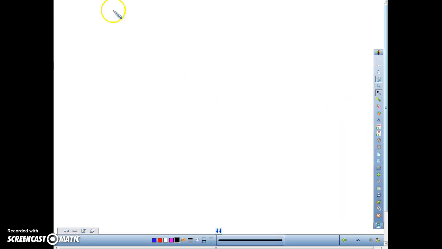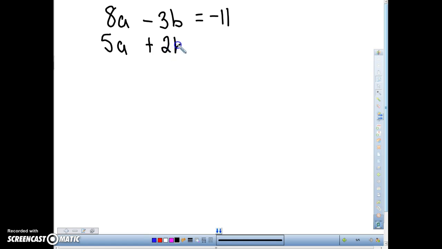Our next equation, we have 8a minus 3b equals negative 11. You have 5a plus 2b equals negative 3. On this one, none of them match up the same. I can't just multiply one and get the other number. So on this one, I always choose the one that I'm going to have to multiply the smallest number with.